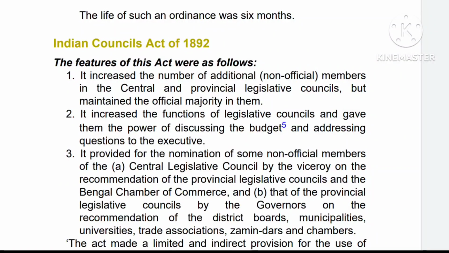Indian Councils Act of 1892. The features of this act were as follows. Number 1. It increased the number of additional non-official members in the central and provincial legislative councils, but maintained the official majority in them.